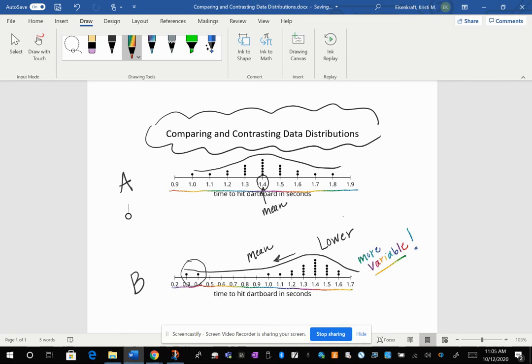So that's basically what we mean when we talk about comparing and contrasting data distributions. Can you just look at them, their shape, and tell what you can about their measure of center or their variability by just looking at the distribution and the shape?